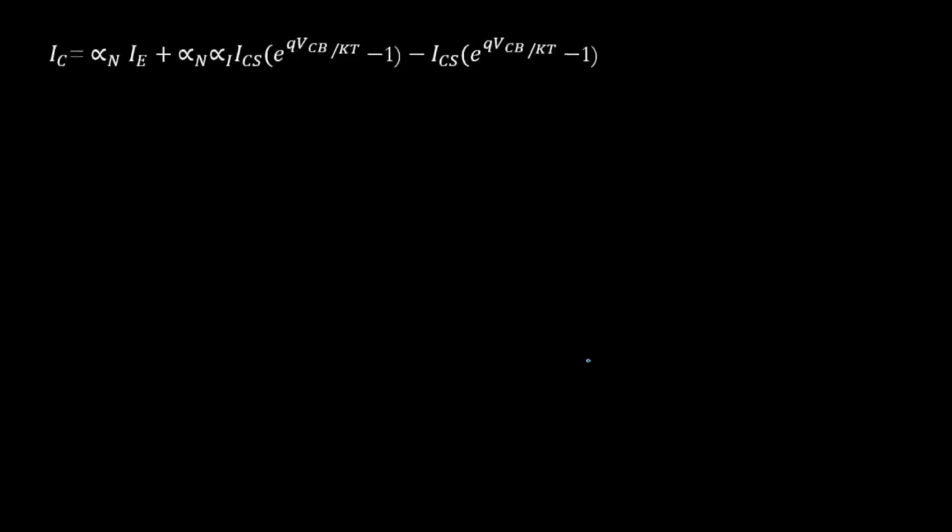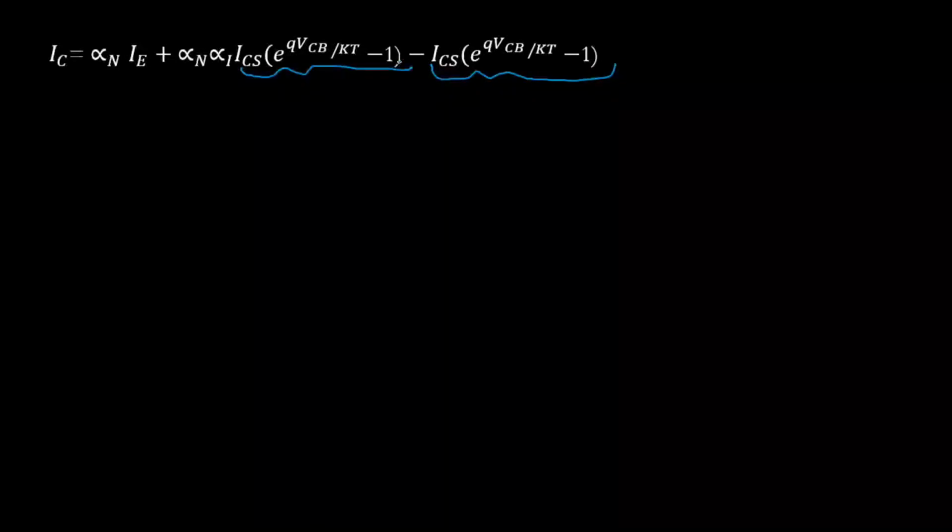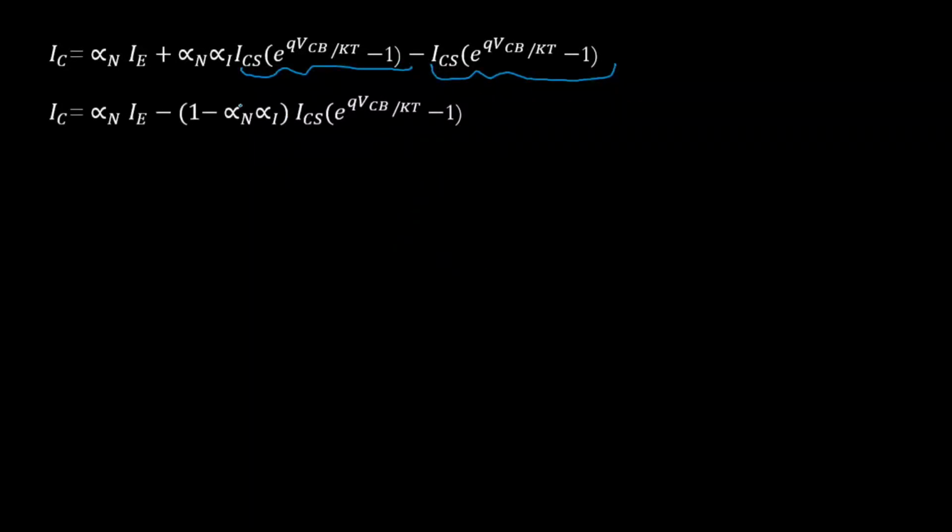From here you can see this ICS is common, so I am going to take it outside, minus ICS into e to the power qVCB by KT minus 1. This I am going to take outside. So I will be getting it like this. So IC is equal to this expression.